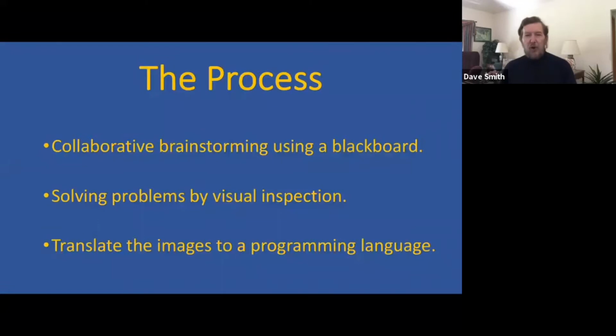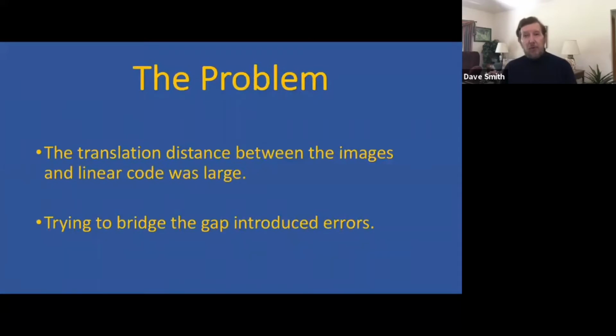So the process was collaborative brainstorming using a blackboard and solving problems by visual inspection, both of which are powerful problem-solving techniques. Then we had to translate the images into a programming language. This is where problems arose. The translation distance between the images and linear code was large. Trying to bridge the gap introduced errors, both logic errors and syntactic errors.